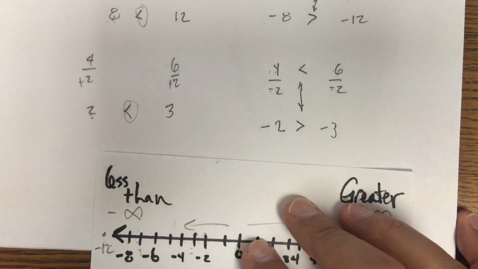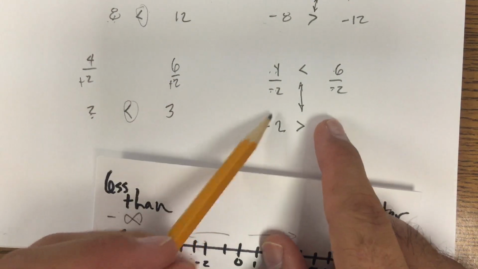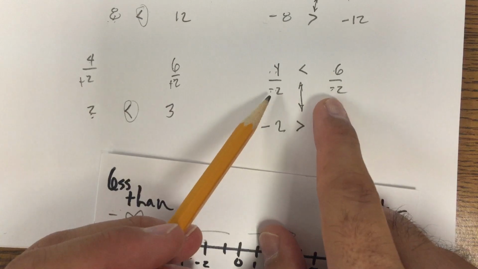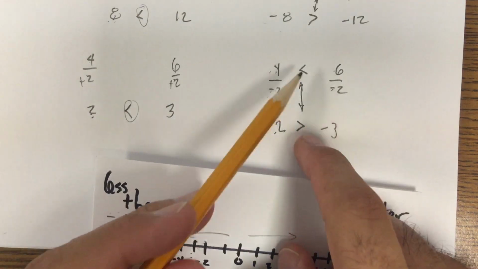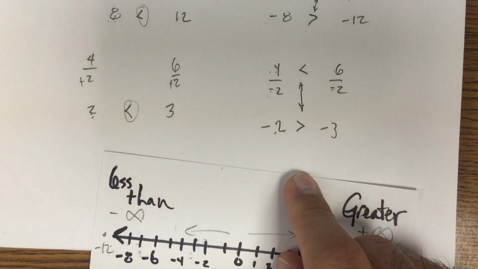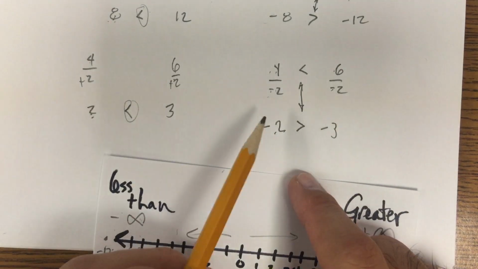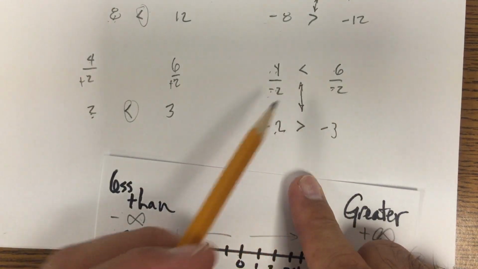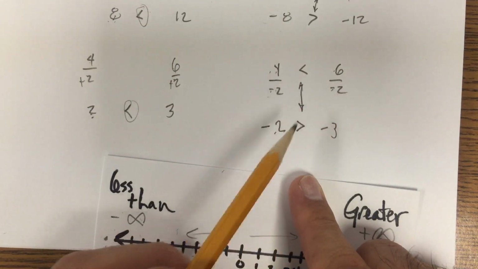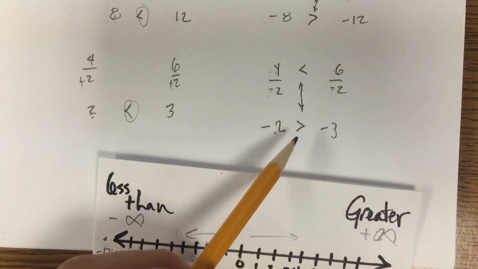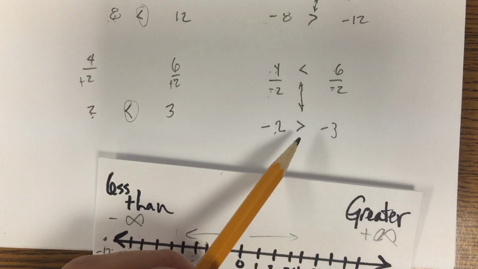My symbol became the opposite because I introduced negatives into the problem. A negative makes everything its opposite, so the answers became the opposite and the symbol became its opposite. It's a very important rule to remember. In order for this inequality statement to remain true, when you're multiplying and dividing by negative numbers, the symbol has to become its opposite.